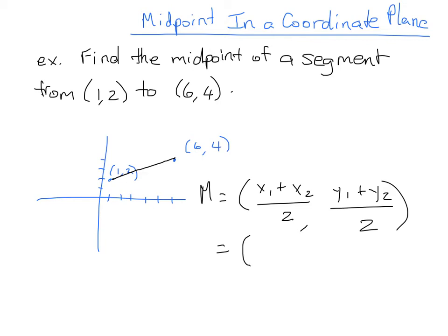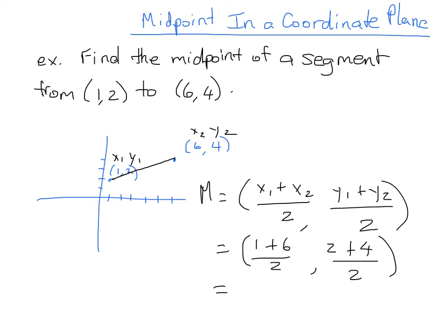So in this example, let's name more points. Let's call that x1, y1, x2, y2. Doesn't matter which is x1 or which is x2 as long as you keep it consistent. By consistent, I mean you can't mix x1 up with y2. That makes no sense. All right, now that we're good with that, let's plug in. So we have x1, which is 1, plus x2, which is 6, over 2, comma, y1, which is 2, plus y2, which is 4, over 2. Now we can go ahead and simplify that.